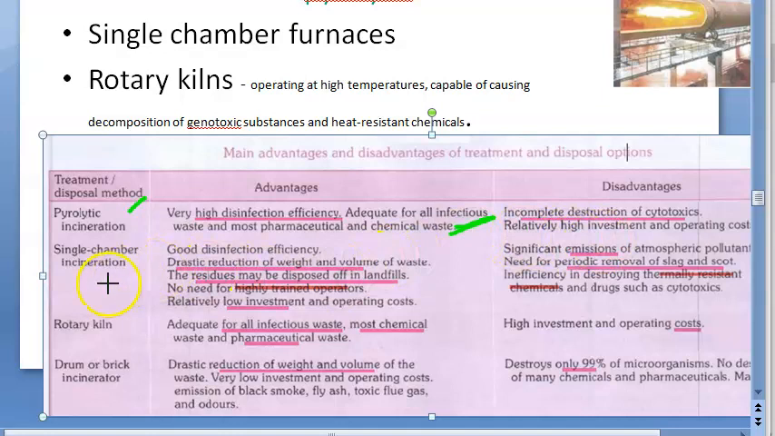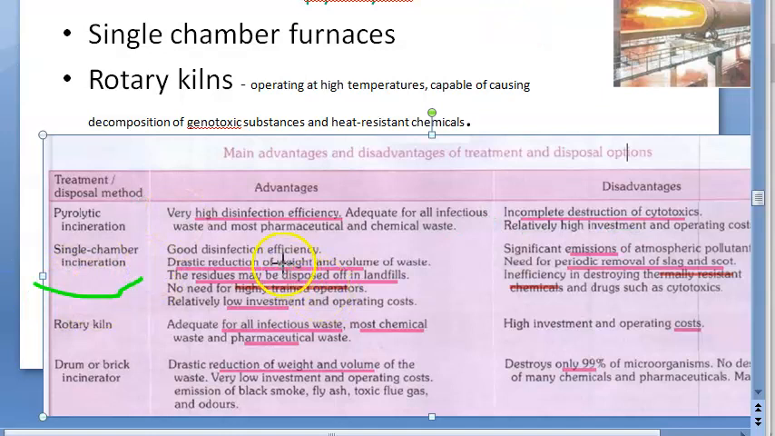Okay. Then what about the disadvantage of this pyrolytic, that is double chamber one? Incomplete destruction of cytotoxics. High investment, operating cost. Yep, there are 2 chambers, high investment, operating cost. Okay. Now let us move on to single chamber incineration.